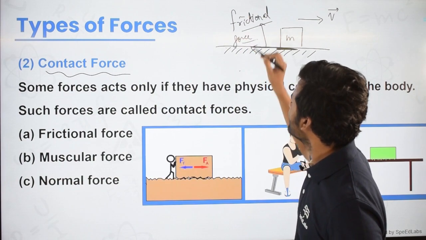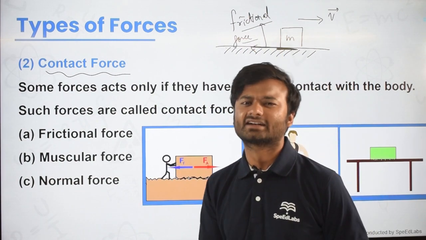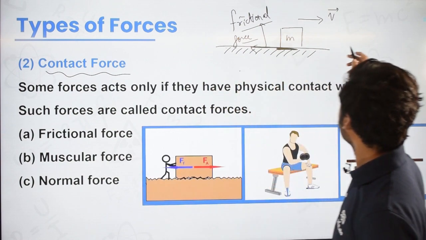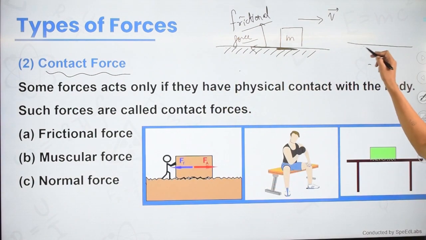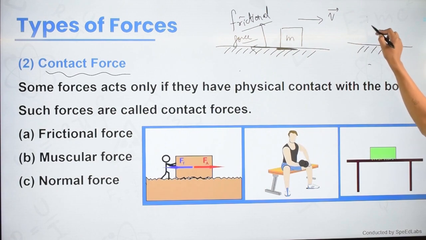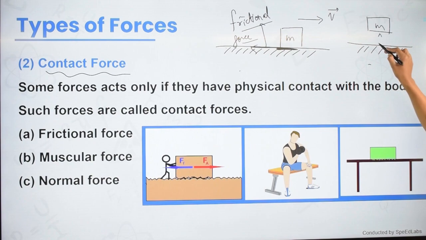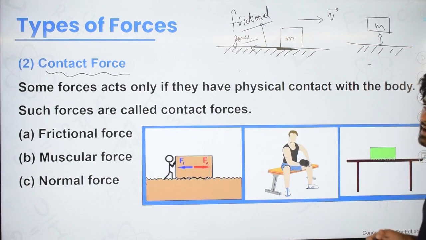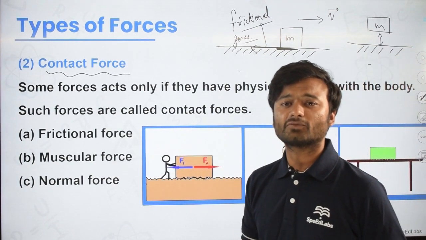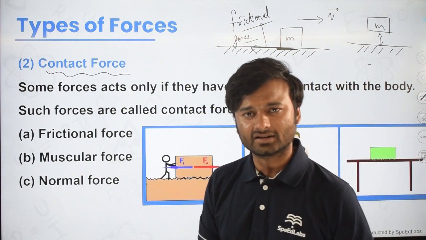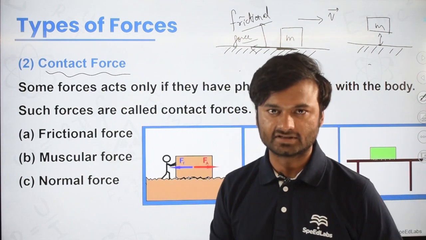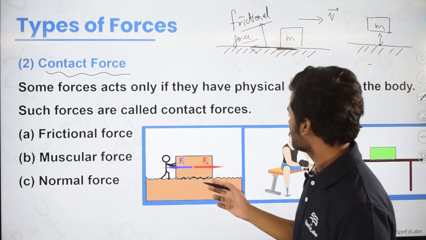So there are many types of forces in which contact is required. On the other hand, if I have a ground like this and the block of mass is here, with no contact between them, then frictional force cannot act, because frictional force is a contact force. It requires contact between the two surfaces. Understand?